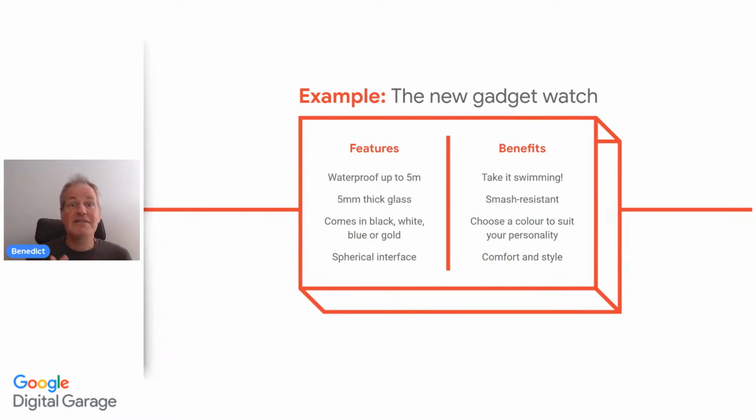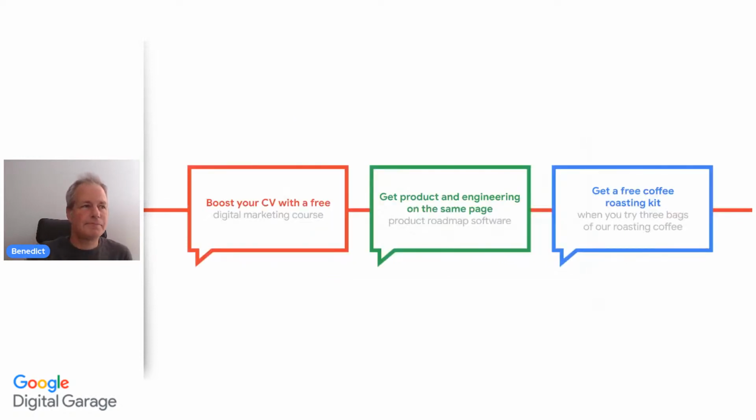5mm thick glass. It's smash resistant. You've seen those videos on YouTube and everything, where they say, I'll take this computer, drop it, and it's not smashed. And that's kind of what catches our attention. Comes in black, white, blue, or gold. Okay, great. Well, that's still limited. Choose a color to suit your personality. Okay. Now you're speaking my language. Spherical interface. What's that? I can look at it from all different angles, comfort and style. So all of these different things, benefits first before the features, all right?